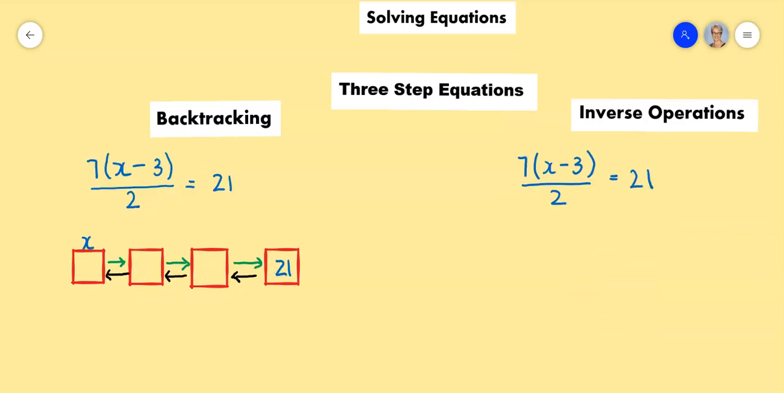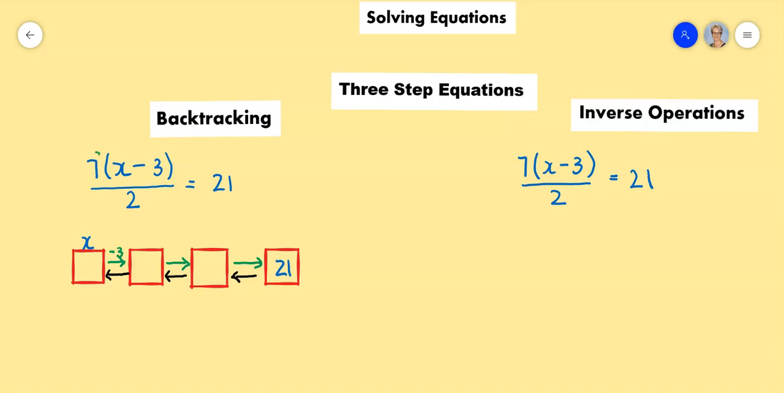Okay, let's look at this third equation. Now, once again, let's look and see what operations are being performed on our unknown variable x and what order they are being performed in. So x is inside the bracket, so the first thing that we do to x is we're going to minus 3. So we're going to put that in there.